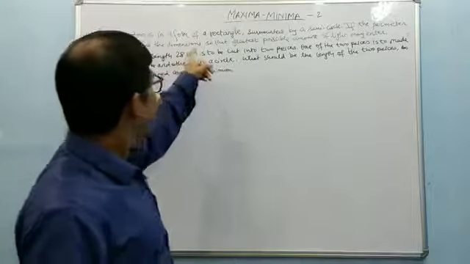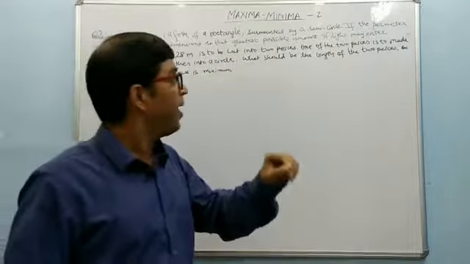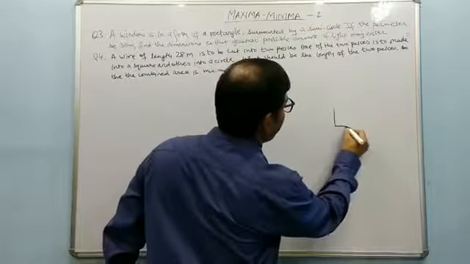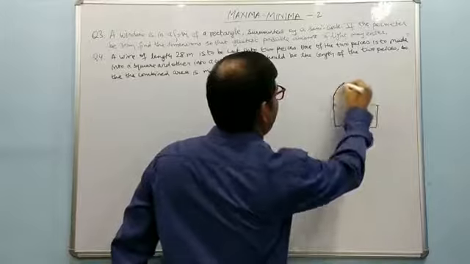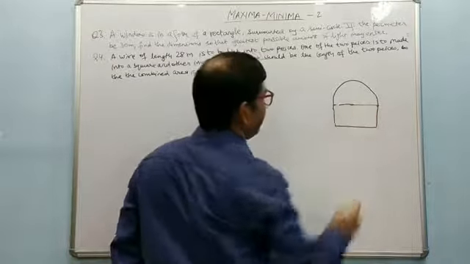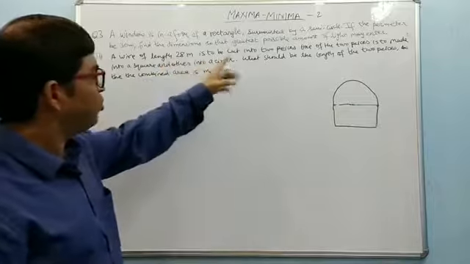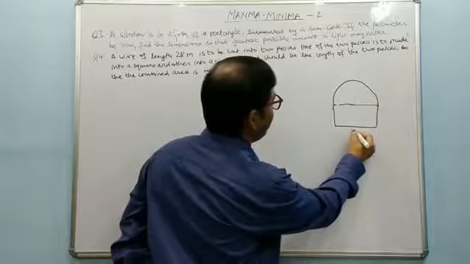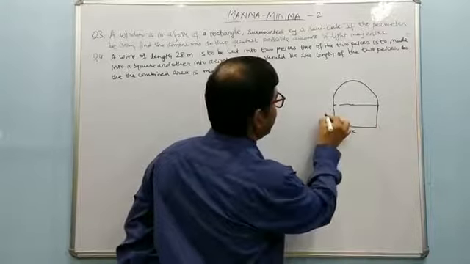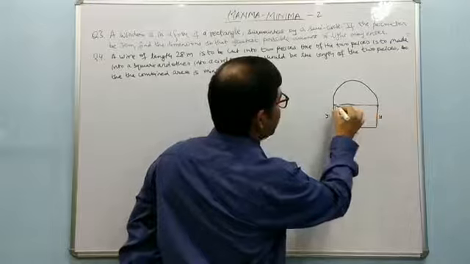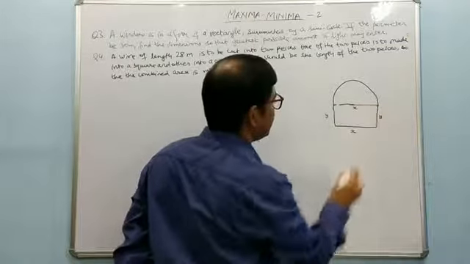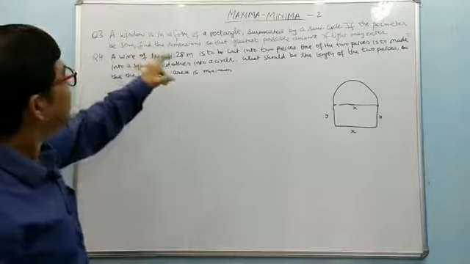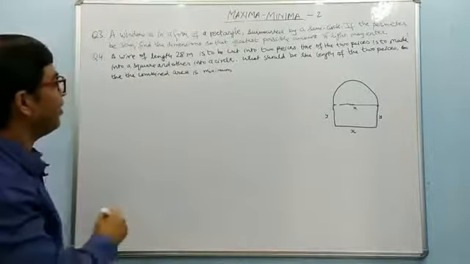See, in question number 3, window is in the form of a rectangle surmounted by a semicircle. Just draw the figure. Shape of the window is like this. Rectangular portion and then a semicircular portion. Perimeter is 30 meter. Find the dimensions so that greatest possible amount of light to be entered. Just interpret the figure. If this we are taking as x, this is y, this is y, this diameter is going to be x.